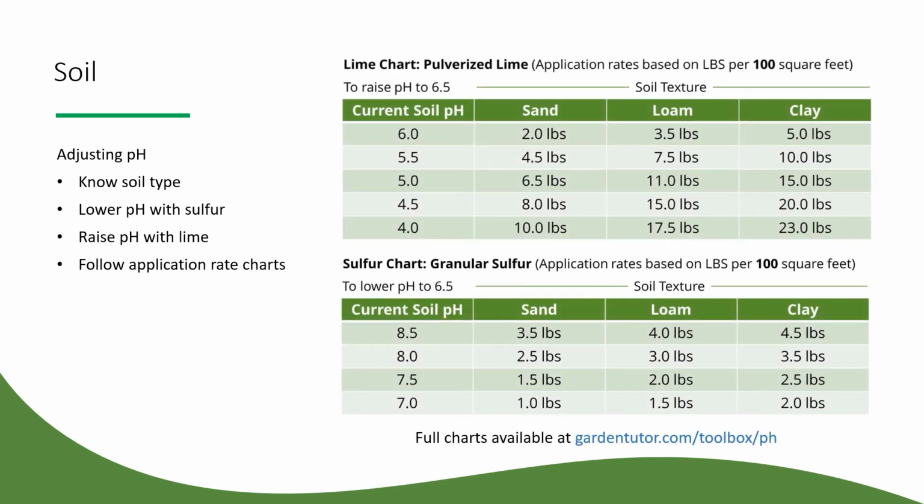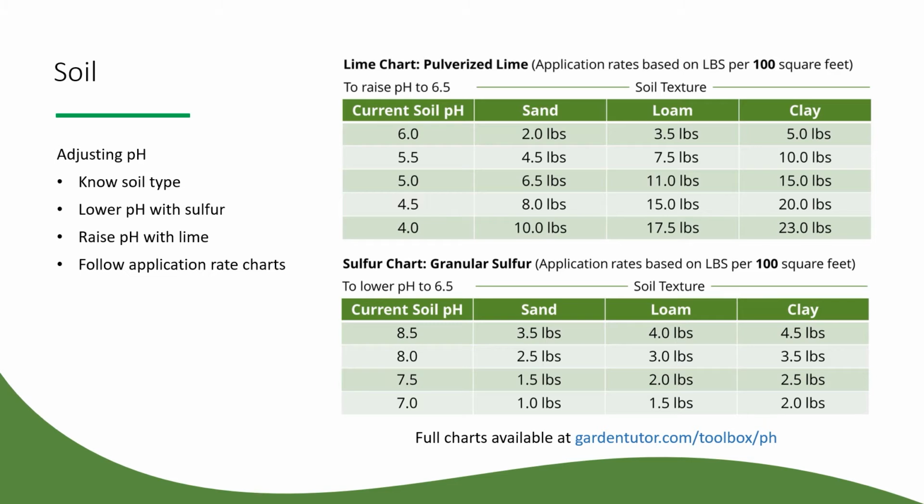The following charts will give you approximate application rates for lime or sulfur at rates of pounds per 100 square feet and pounds per 1,000 square feet. Just note, if the chart disagrees with the label on the product you buy, always go with the manufacturer guidelines. Adjusting soil pH with lime and sulfur is not permanent, so you'll need to recheck soil pH every year or two and make adjustments as necessary.